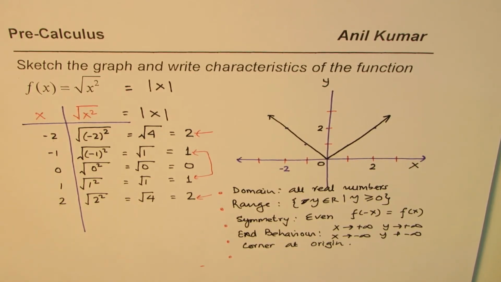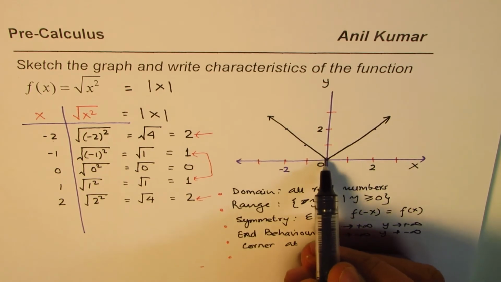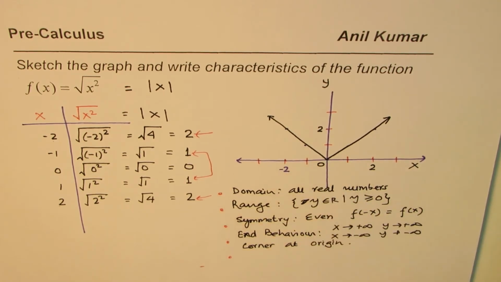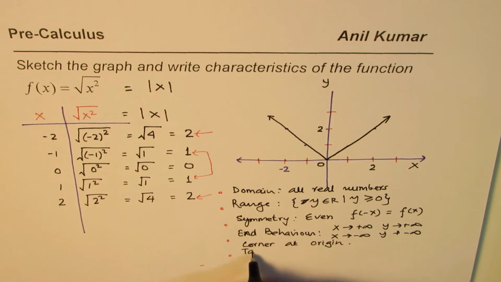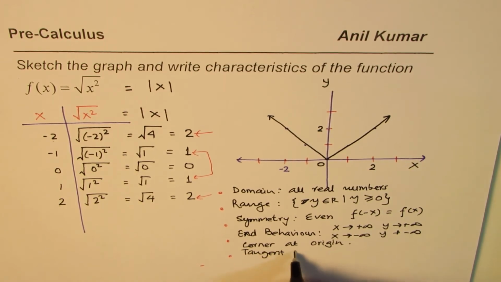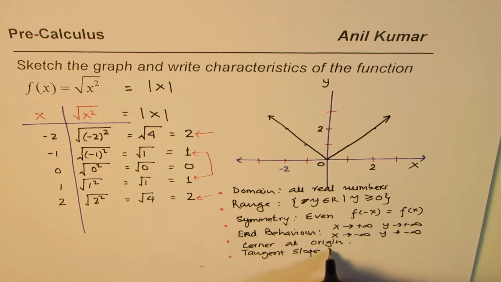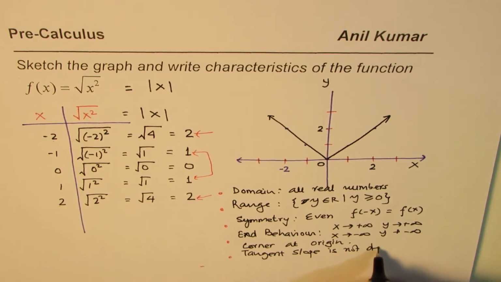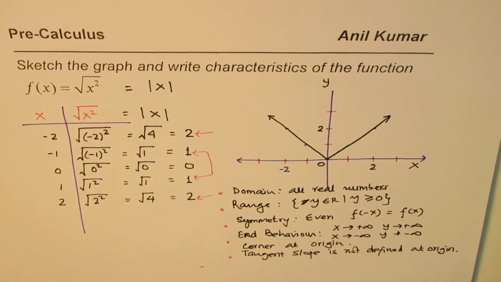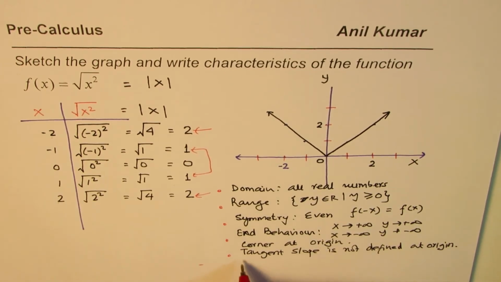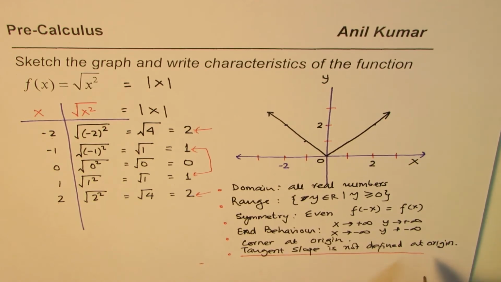For me, it signifies that we cannot really draw a tangent at 0, right? So that really means that tangent is not defined. Tangent slope is not defined at origin. Now this is one of the most important and one of the least understood characteristics of this particular function.